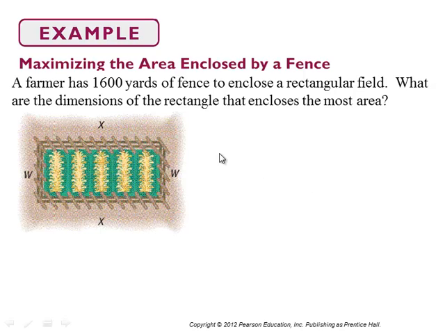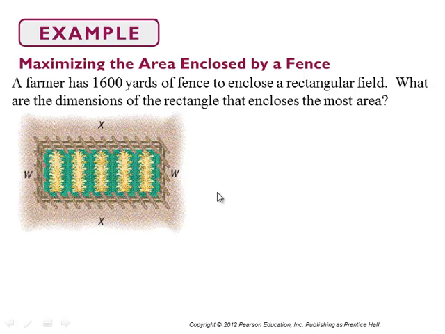Suppose that we are going to plant this garden in a rectangular plot. We need 1,600 yards of fence in order to do this. So that means that the perimeter of this rectangle, which is 2x plus 2y, is going to equal 1,600. And the question is which dimension should we have? What should the length and the width be in order to enclose the most area?